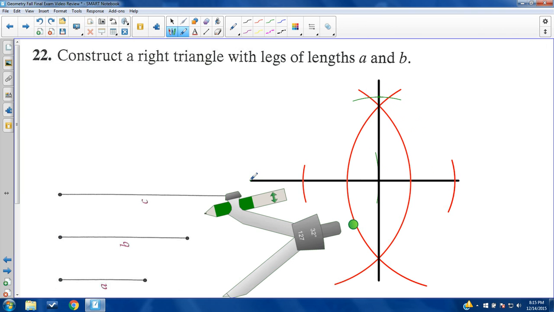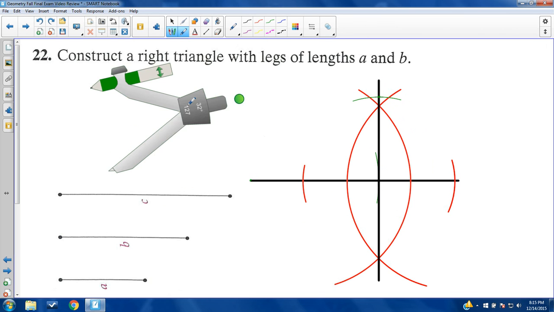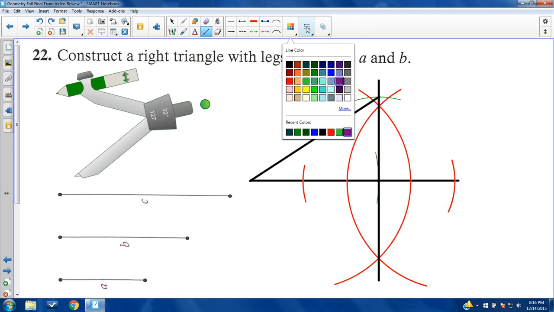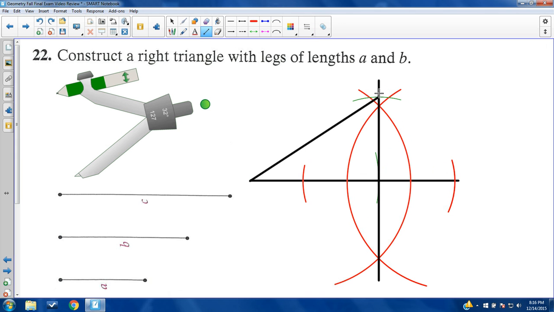Here's the end of B. All I have to do now is just connect them, right? I'm just making a right triangle. I'm not making a square, a rectangle, or anything like that. And voila, there you go. So what happened? This is my right triangle of legs lengths A and B. This one is A, this one is B, this one is the right angle there.